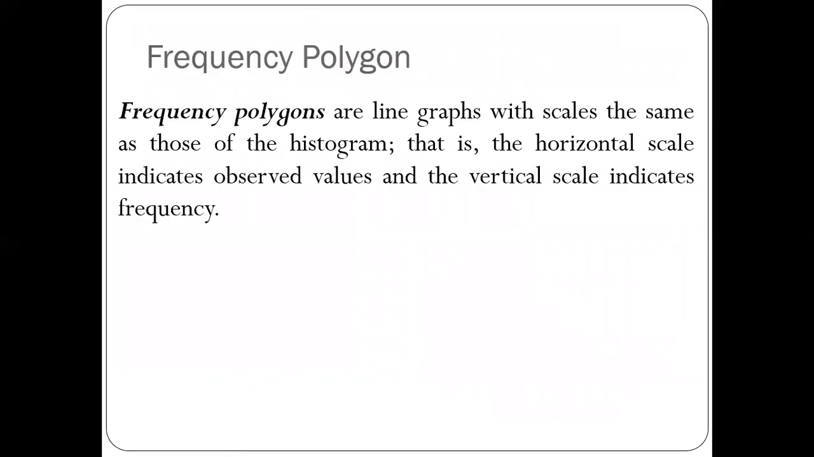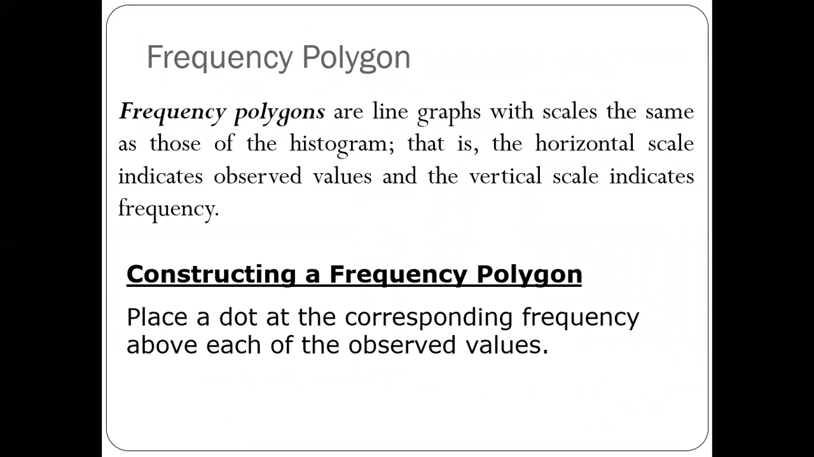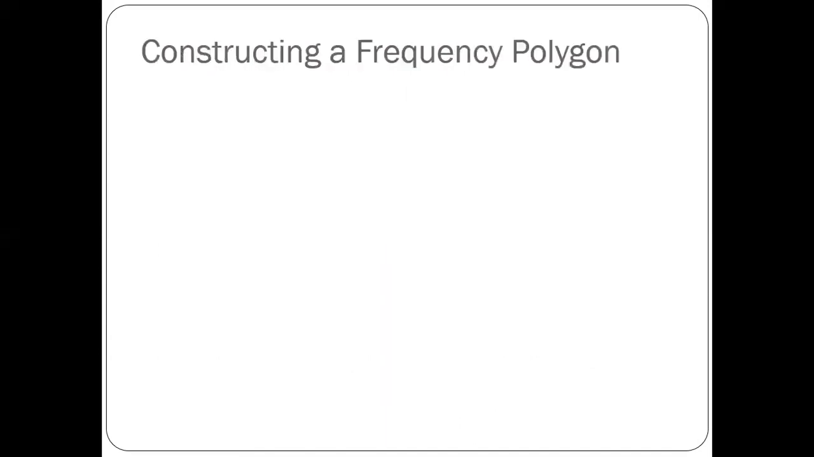Then the frequency polygon uses graphs with the same scales as those of the histogram. The horizontal scale indicates the observed values and the vertical scale indicates the frequency. In constructing a frequency polygon, you place a dot on the corresponding frequency above each of the observed values. Then we connect the dots with straight line segments.